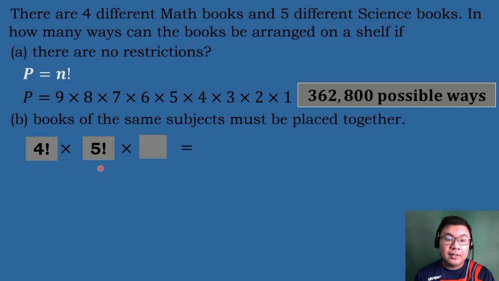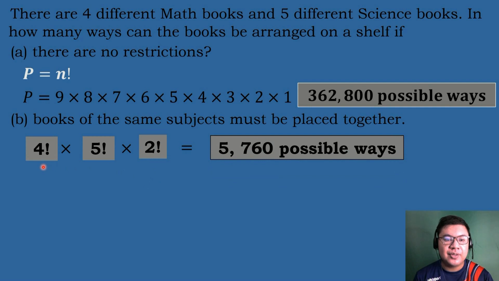So we will multiply these two permutations, the permutations of n objects of the math books and the permutations of the science books taken all at a time. And then we will multiply it by 2 factorial. So why 2 factorial? Because we have 2 subjects that we need to arrange, the math books and the science books, and they must be placed together, meaning the books in math are grouped together and the books of science are also grouped together. So the arrangement of those 2 groups is equal to 2 factorial. So we have 4 factorial times 5 factorial times 2 factorial.